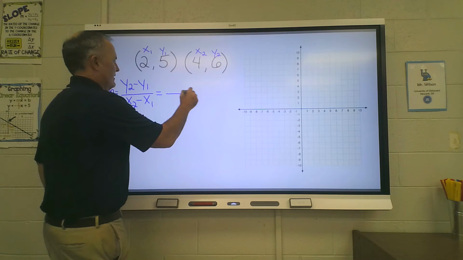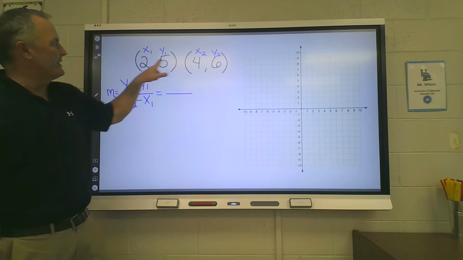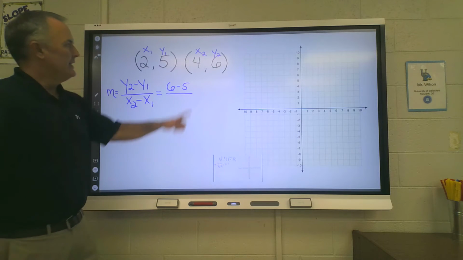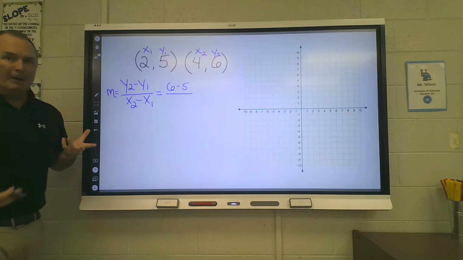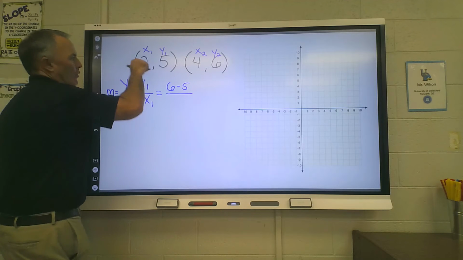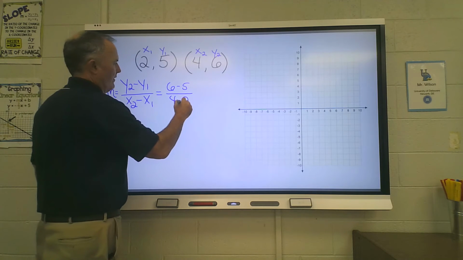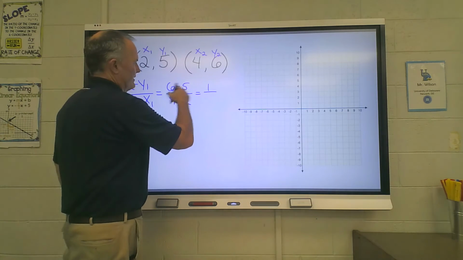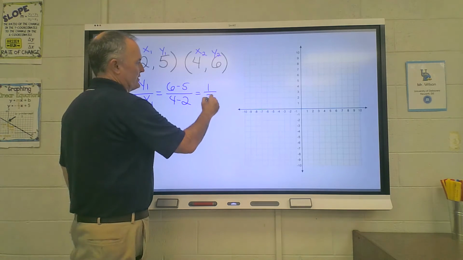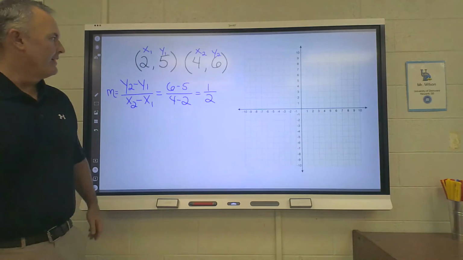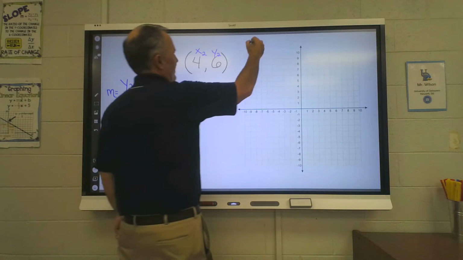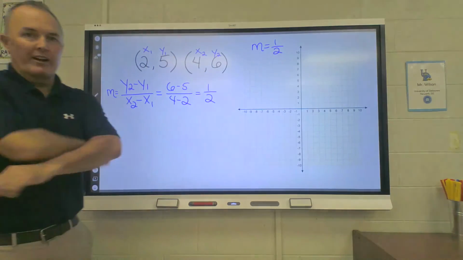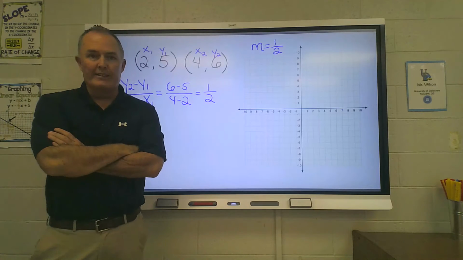All right. Subtract my y's. This is going to be 6 minus 5. There we go, y2 minus y1. On the bottom, I change to x's: 4 minus 2. A difference in my x's. So 6 minus 5 is 1, and 4 minus 2 is 2. My slope is 1/2. All right, so I have my slope. My rise is 1, my run is 2. It's 1/2. Now I need a point.